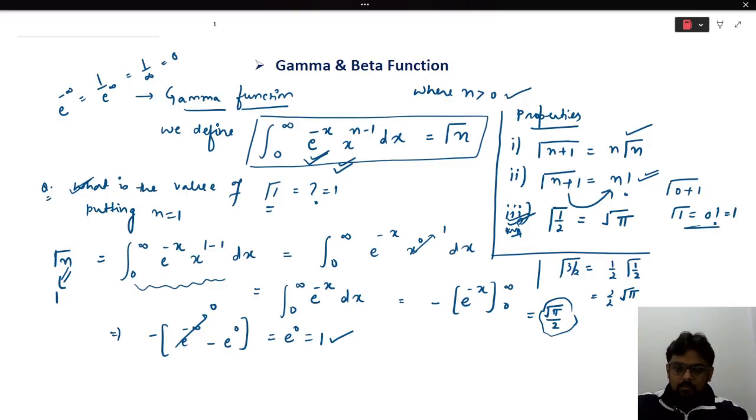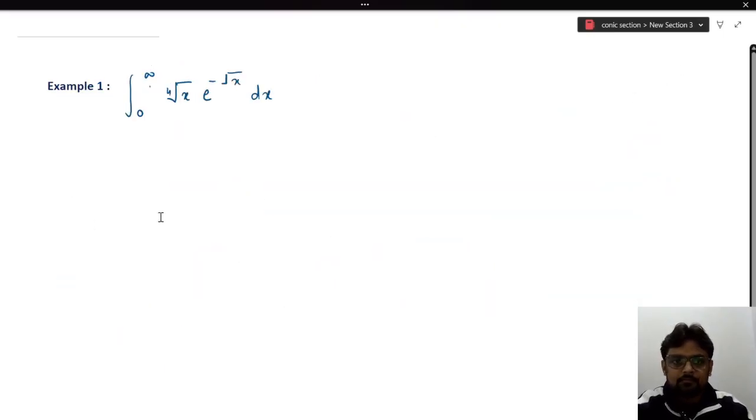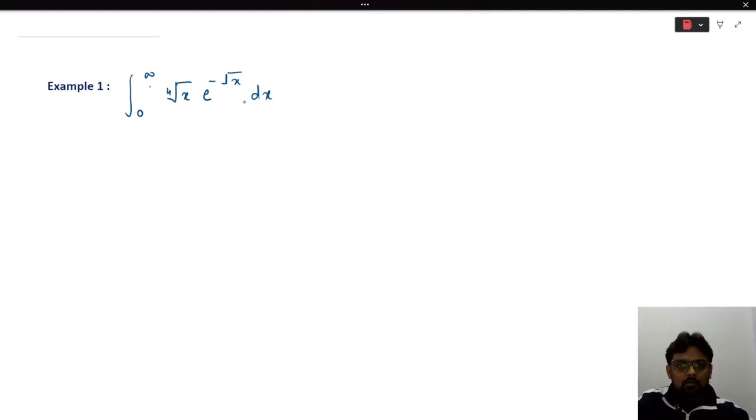So let's try some more examples on this function. Now we have to evaluate the value of this integration. Basically, now this is the part of application of gamma function.